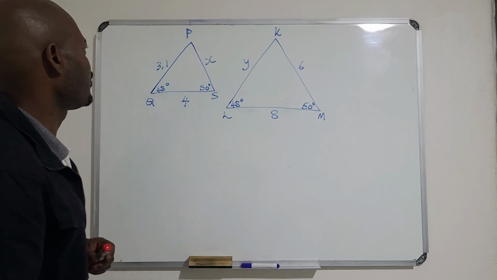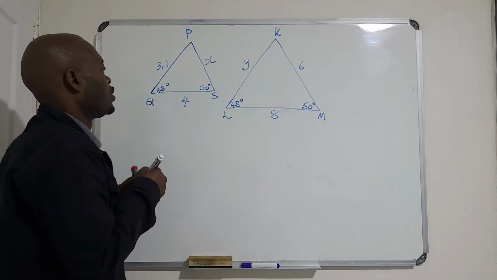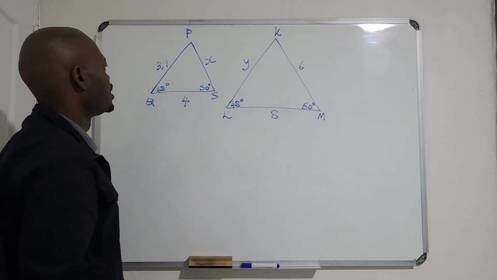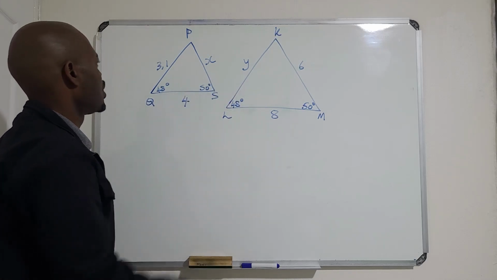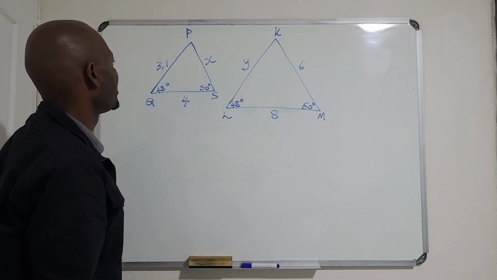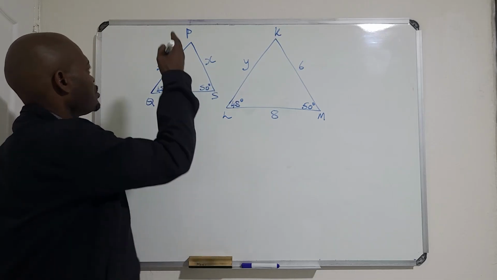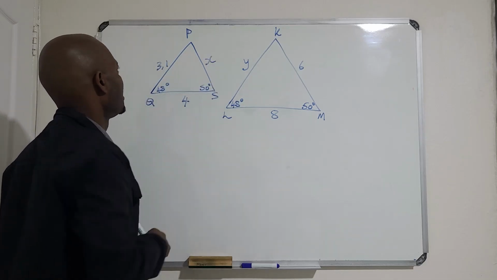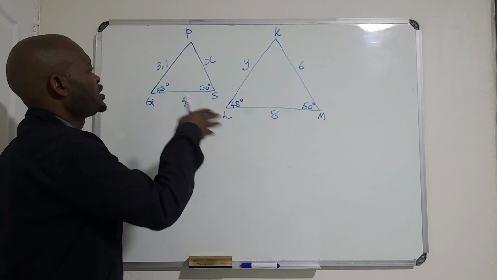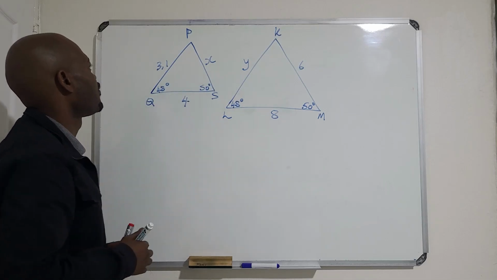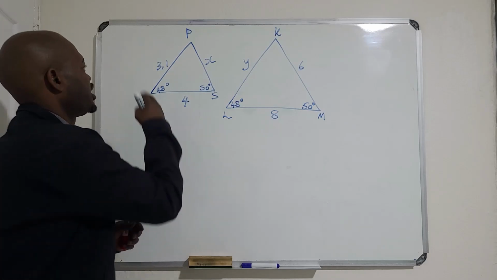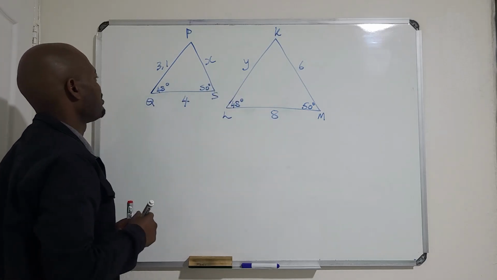And for us to solve for x and y, we need to first prove that the two triangles are similar. Once we prove that the two triangles are similar, then we can use ratio. We can set up our ratios of the sides, then solve for what we are looking for. Now first let's prove that the two triangles are similar.